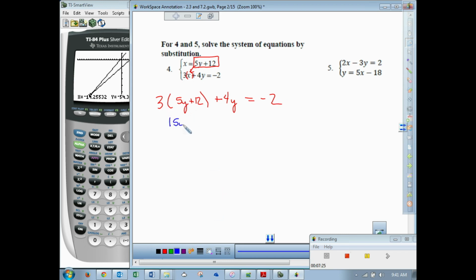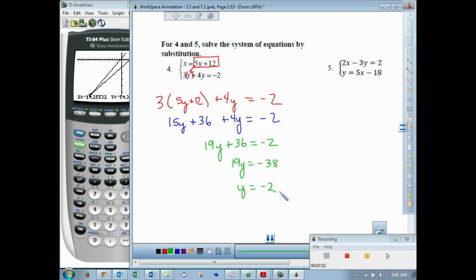This would be 15y plus 36, by just distributing, plus 4y equals negative 2. 15y and 4y are like terms on the same side of the equal sign already. That is 19 total y's plus 36 equals negative 2. 19y equals negative 38. And that means that y equals negative 2 when you divide both sides by 19. You cool with how I figured out what y was?